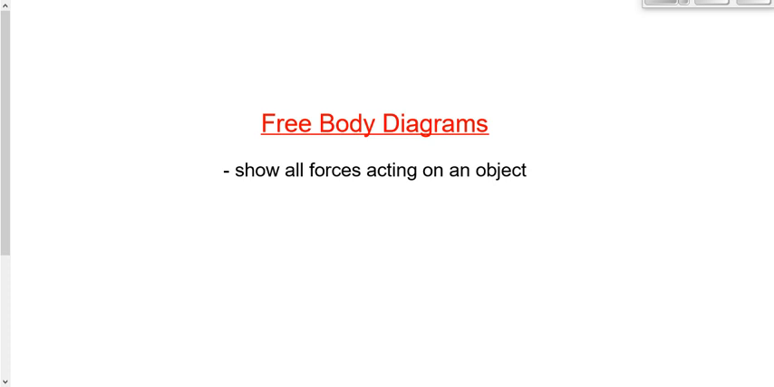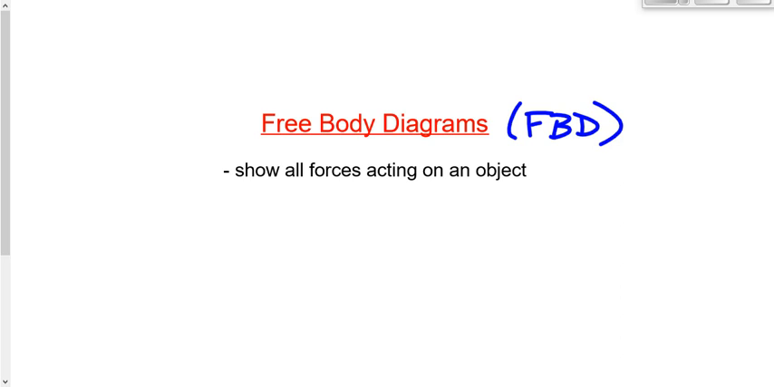But before we do that, we have to define a new term that's going to help us to solve these problems. We're going to define what we call a free body diagram, sometimes abbreviated FBD. A free body diagram is a diagram that shows all of the forces acting on an object. All of the forces acting on an object.